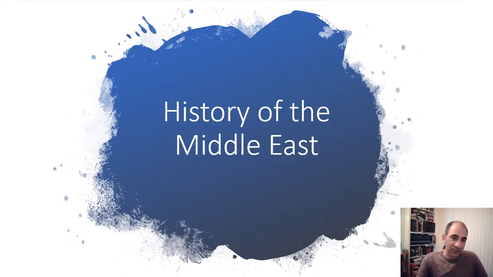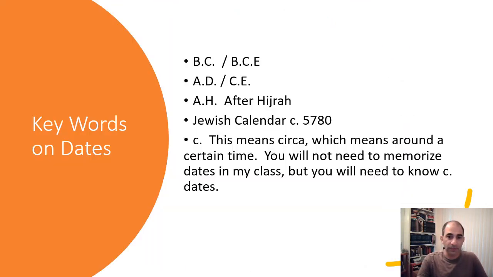And the first slide that I want to start with is really not that significant, but I still want you to understand it. It's just some things about dating systems when you talk about history. So I just want to make sure everybody's clear on this. When you look at history, these are key words on dates. You should know this. If you don't know this, get it down. Some of you may already know all these little terms.